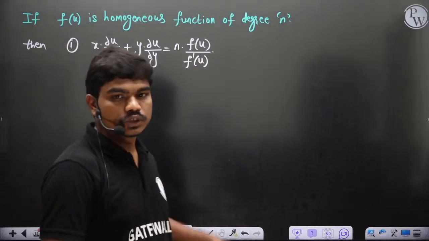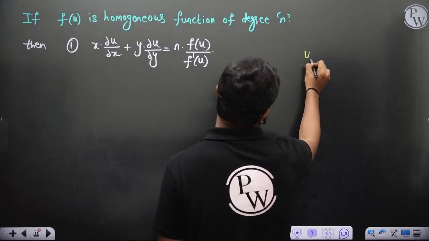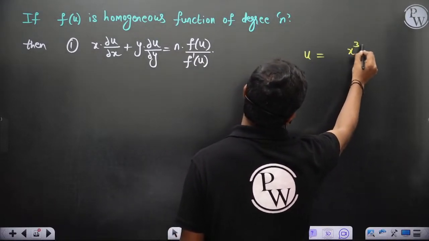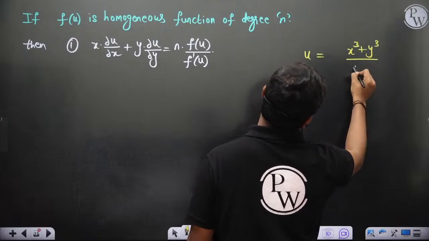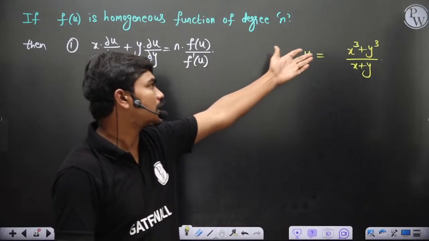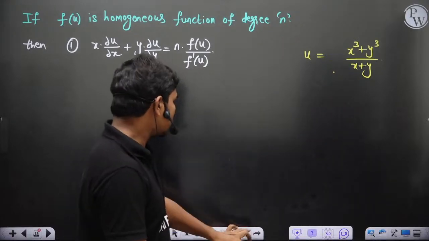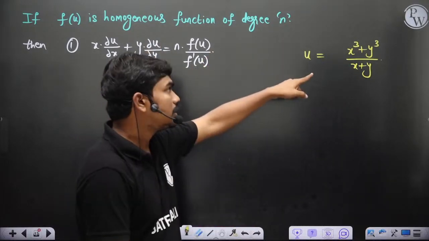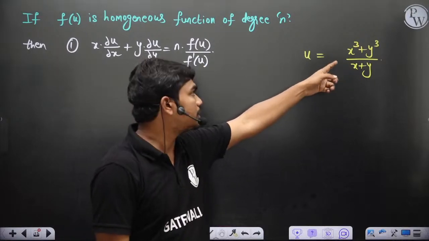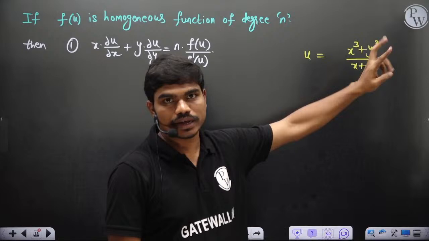Again, I can show you the reason easily. Let's say u is equal to x cube plus y cube by x plus y, like the same example I have taken. Instead of f I am writing u, so u is a function of x and y. Clearly this is a homogeneous function, so you would have told me n times u, basically 2 times u. x into dou u by dou x plus y into dou u by dou y would have given you 2 times u.